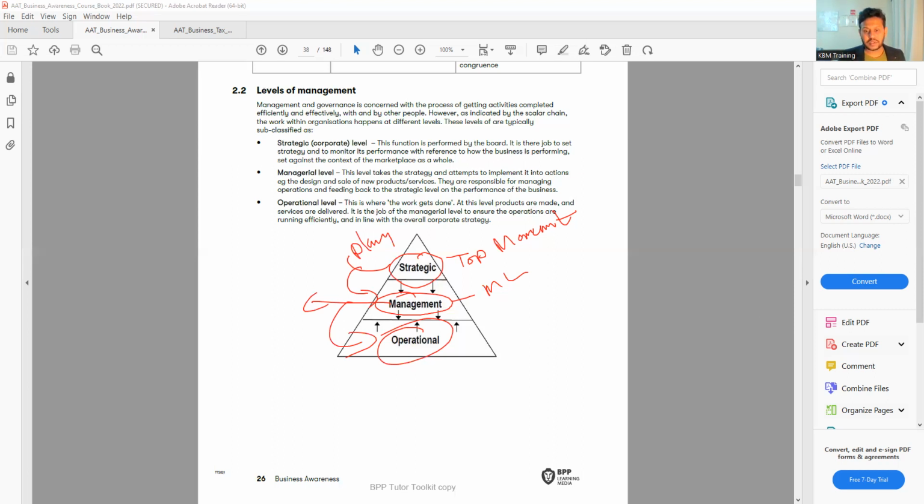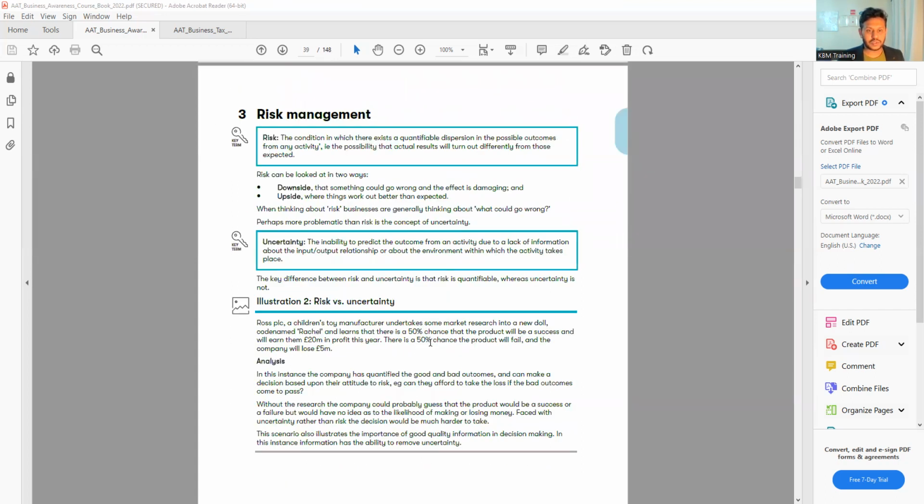All right, so if we look at the next topic, we have risk management. So we have risk versus uncertainty. Let's read these two definitions, it is very important. Risk: the condition in which there exists a quantifiable dispersion in the possible outcome from any activity. Example, the possibility that the actual result will turn out different from the expected. So this is a risk. For example, when you do variance analysis, we always know my actual result will never be exactly as expected.